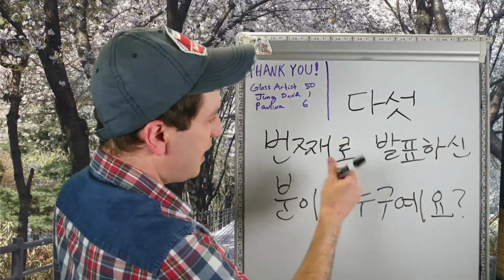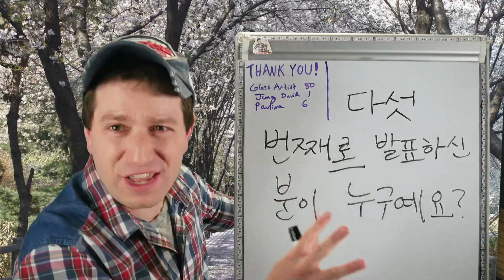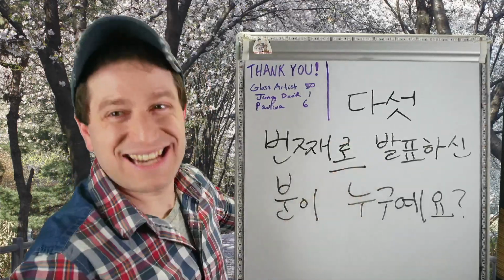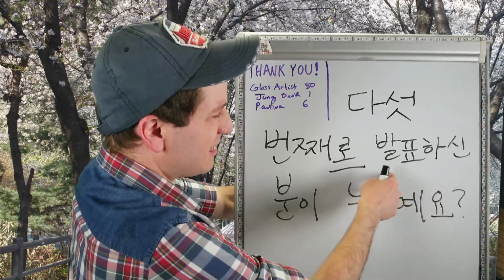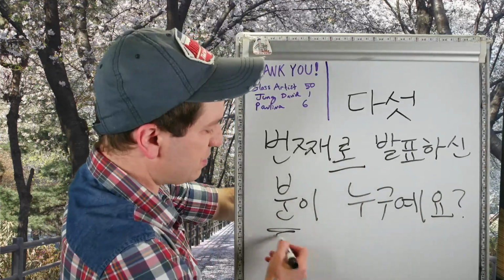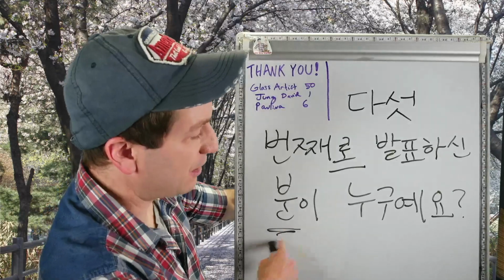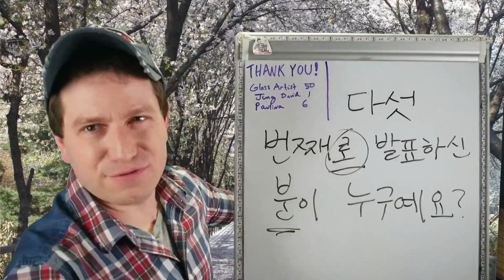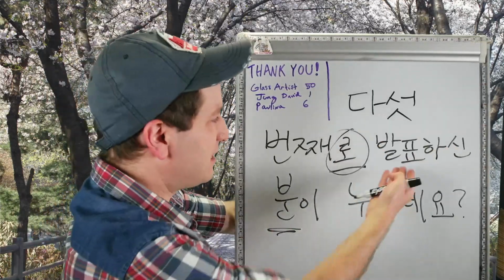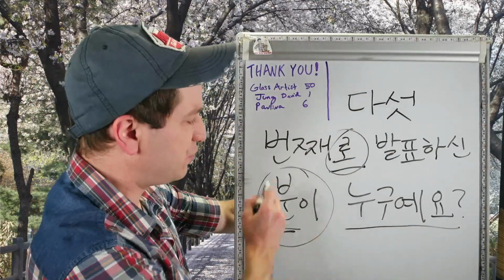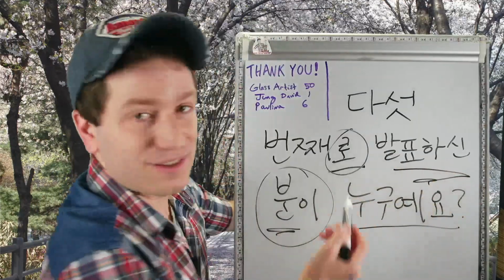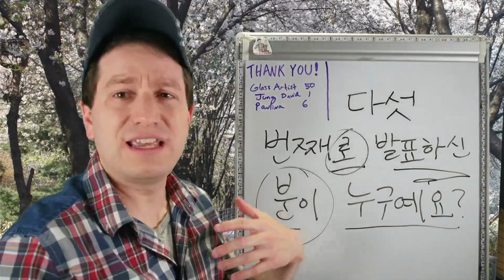다섯 번째로. So the fifth, 로, makes it an adverb. 발표하다. So here, to present. So 하신 분. So the person, 사람, honorific of 사람. So the person who presented, adverb. How did they present? Well, they presented fifth. 누구예요? Who is it? So who's the person, who's the 분, who presented fifth, as in fifth in order.